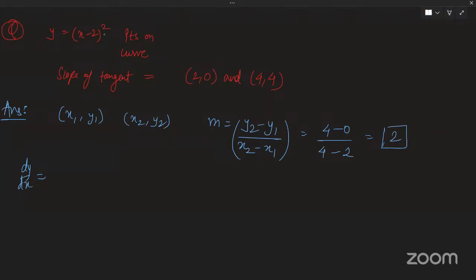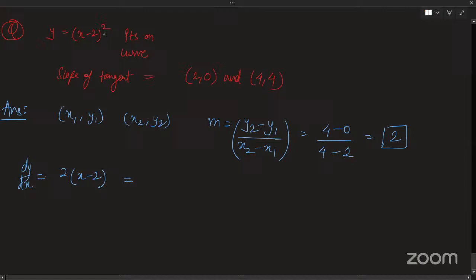What is the dy by dx? 2 into x minus 1, 2. 2 into x minus 2, right? Yes. So 2 into x minus 2 should be equated to 2. Can you tell what is the value of x?